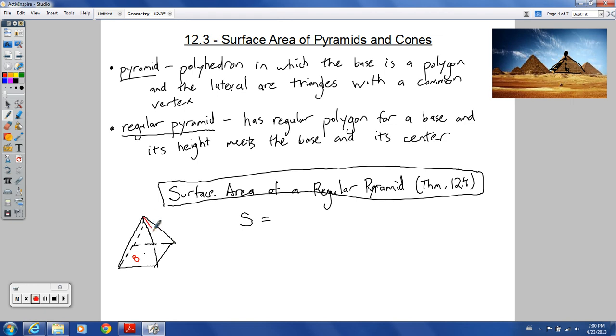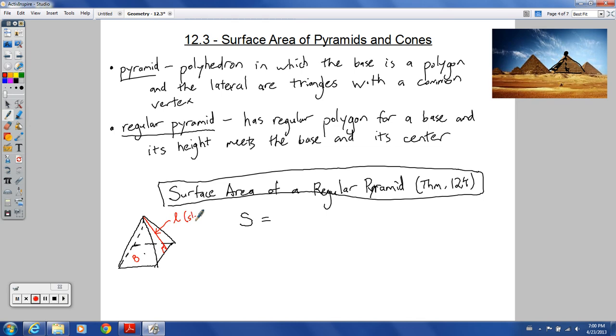And so let's do this in a different color. The slant height is what that's called. It's perpendicular to the base of that triangle right there, but this is called the slant height. We refer to this with a lowercase l.